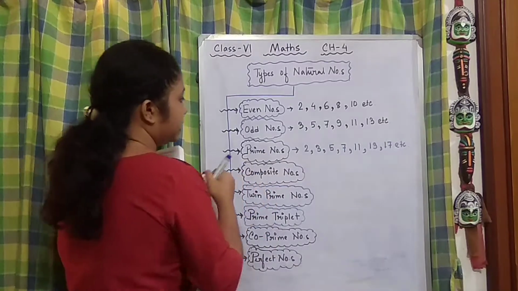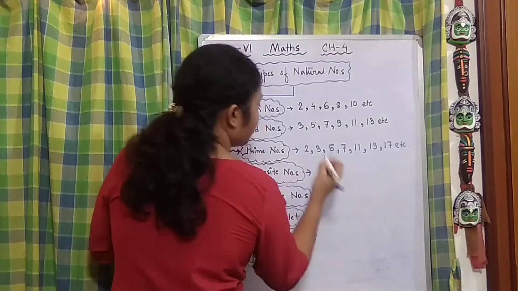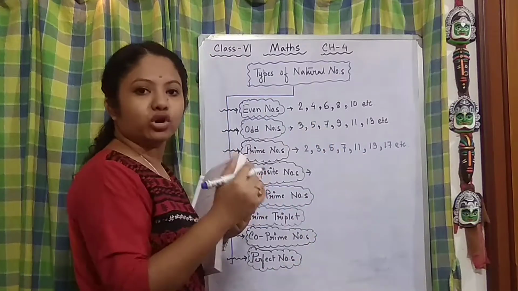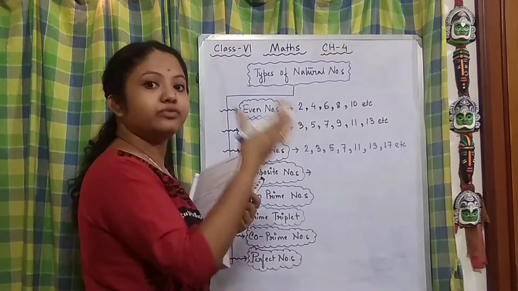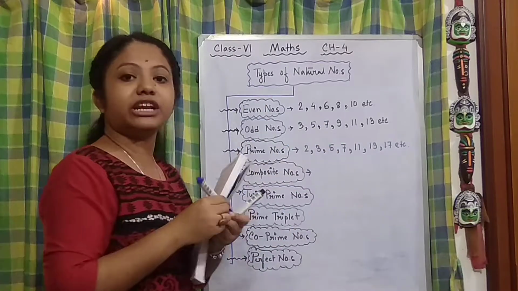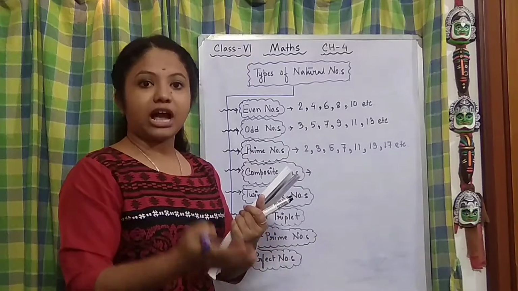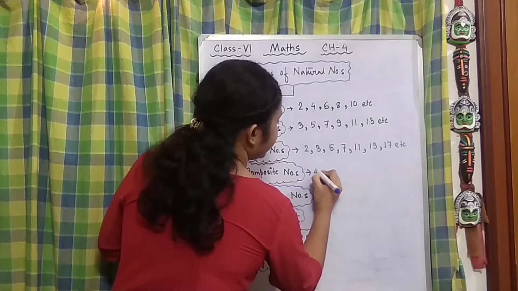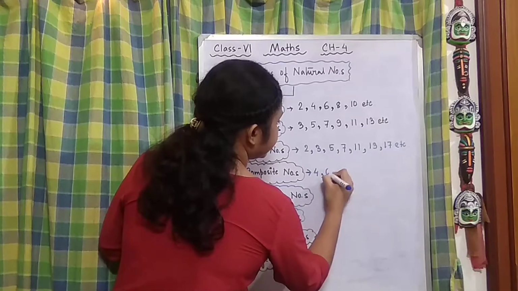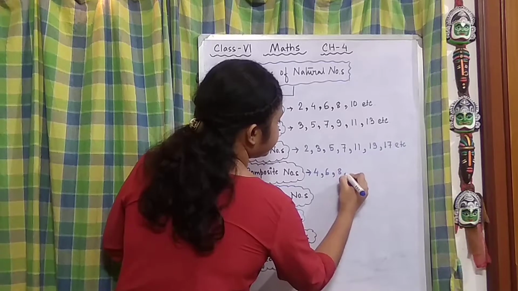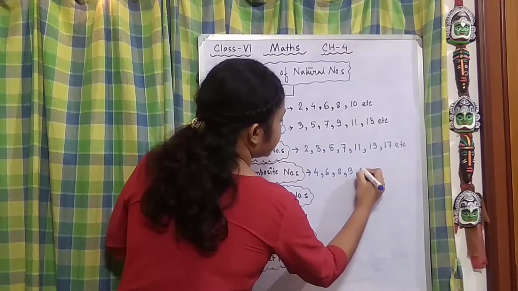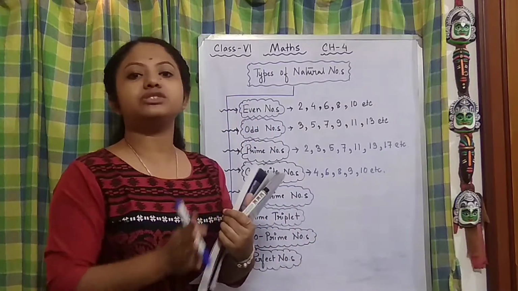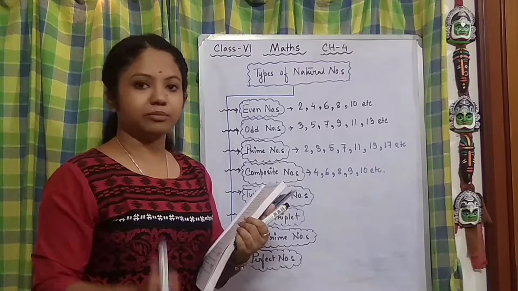Okay, so what are the composite numbers? Composite numbers are exactly the opposite. They are numbers which have more than two factors. That means they will be divided by other numbers too, other than themselves and 1. So let's see 4, 6, 8, 9, 10, etc. These are the composite numbers, which are those numbers that are not prime numbers.